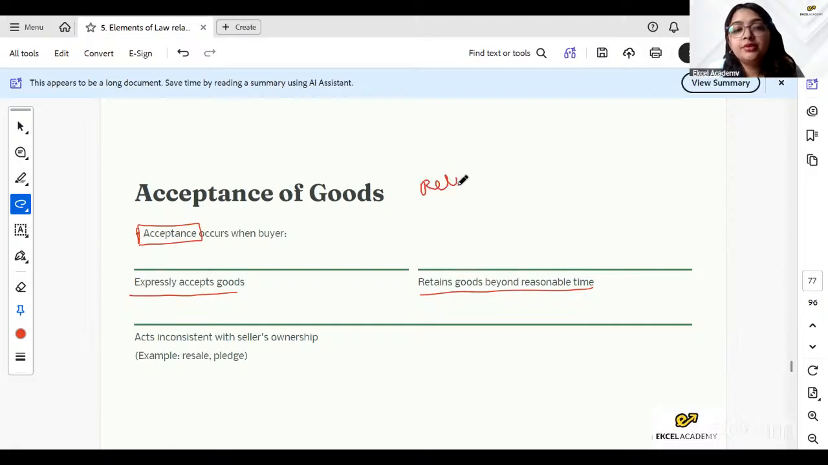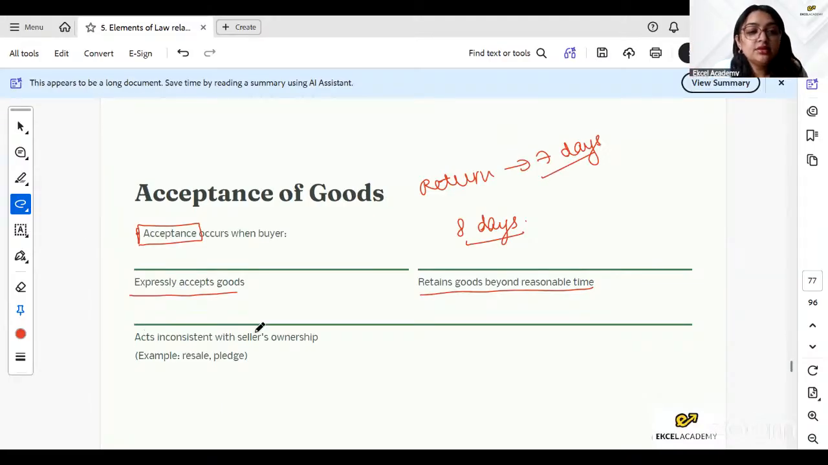Let's say Myntra told you that your return window is 7 days, but you have retained it for 8 days. That means I have retained it beyond the reasonable return time of 7 days. And now, acts inconsistent with the seller's ownership. It means that I have gotten the goods, and I have already either resold them to someone else or given those goods on pledge. That makes me the owner, which makes the seller believe that I have accepted the goods.